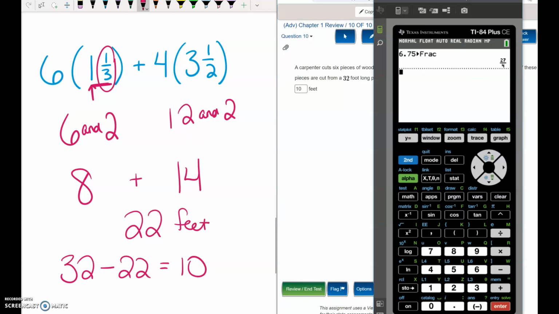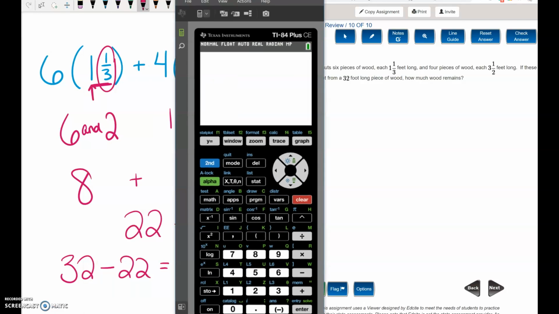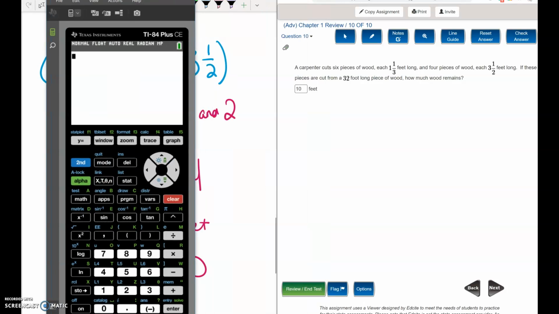I also want to show you this on the graphing calculator or on any calculator. I can't show you what the scientific calculator looks like. I just want to show you that fractions, like parentheses, are your friend. So if you're trying to do this on your scientific calculator with your ABC button, you just need to do 6 parentheses, 1 ABC 1 ABC 3. Close your parentheses. Plus 4 parentheses, 3 ABC 1 ABC 2. Close your parentheses. And that should make your calculator do the math correctly.